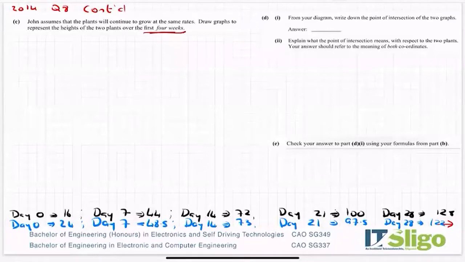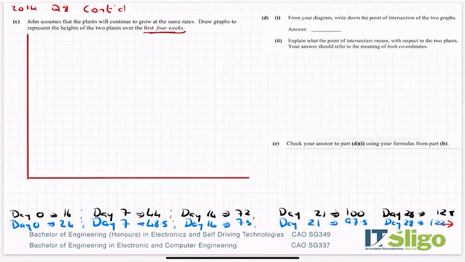So let's make a graph. Okay, so I need to go up to 128. So I think it makes sense to go up in tens. Okay, so 10, 20. I'm just going to go every second box now. 40, 60, 80, 100, 120, 140. Yeah, I'm up high enough. Okay, then across the bottom, yeah, let's go up in 7 days.